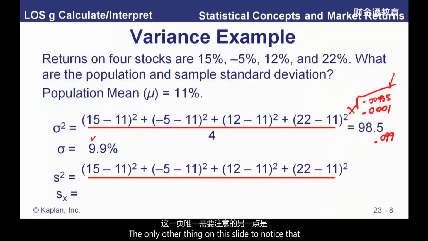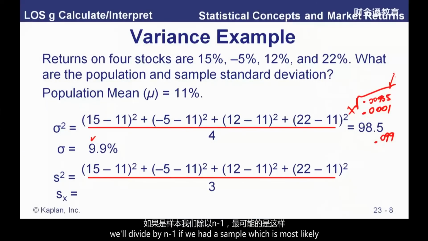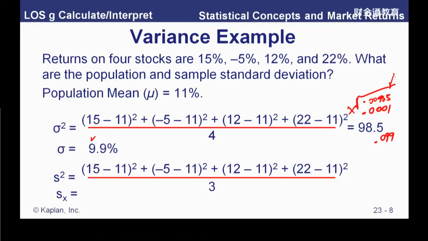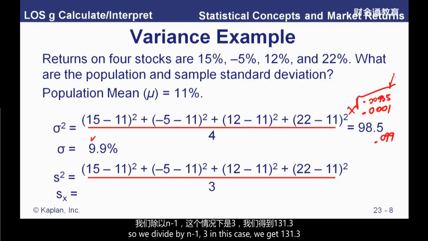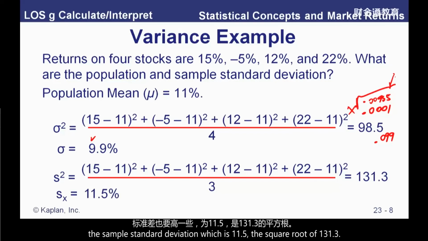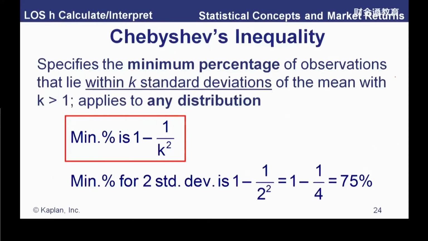The only other thing on this slide to note is that we'll divide by n minus 1 if we had a sample, which is most likely the circumstance here, that we've got returns on 4 different stocks. So we divide by n minus 1, 3 in this case. We get 131.3, of course a little higher value, and then also a higher value for the sample standard deviation, which is 11.5, the square root of 131.3.